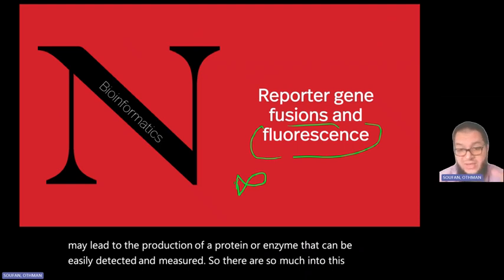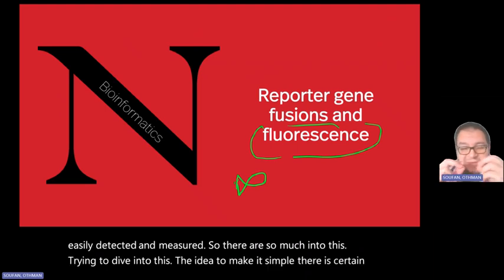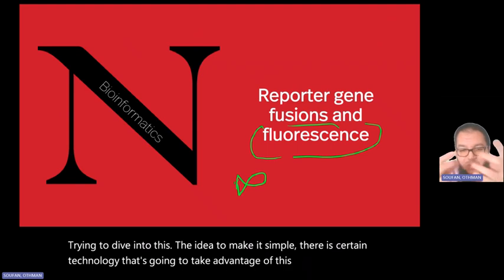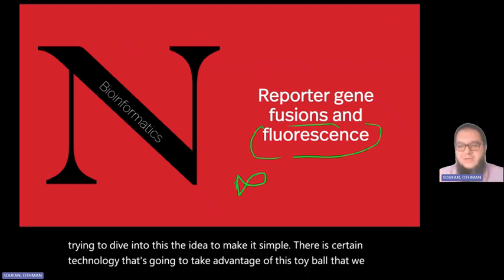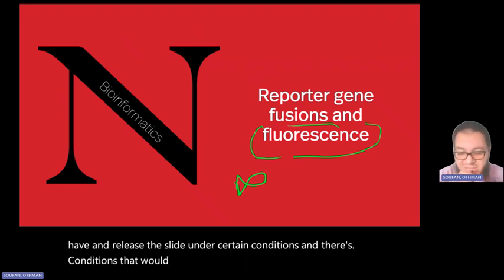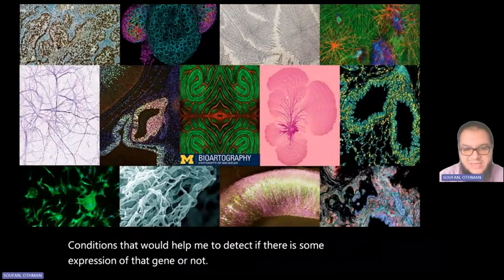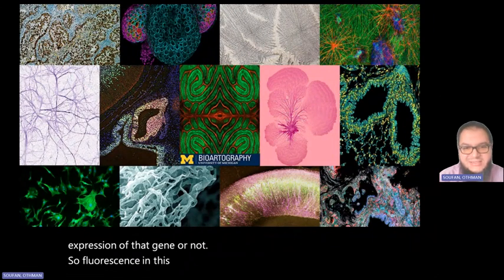There is so much to this, and we're trying to dive into it. The idea, to make it simple, is that there is a certain technology that's going to take advantage of this toy ball that we have and release this light under certain conditions, that would help me to detect if there is some expression of that gene or not. So fluorescence in this case provides us a powerful tool.